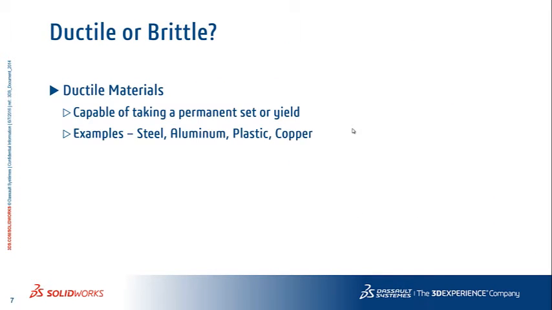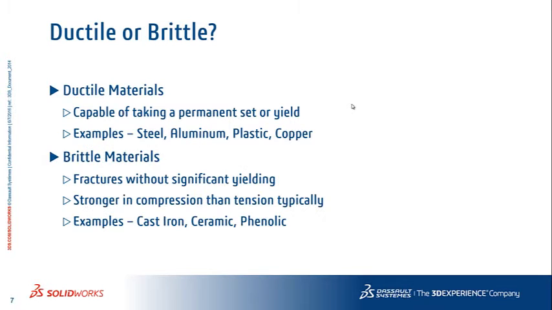So when we talk about ductile or brittle failure, it's important to understand exactly what we mean. Ductile materials are capable of taking a permanent set, so when they yield, they get some permanent deformation. Examples are things like steel, aluminum, some plastic, some copper. Although there are classes of each of those materials that behave brittly, and there are conditions where they'll behave brittly also. When we talk about brittle materials, generally what we mean is they're characterized by fractures taking place suddenly without any real significant yielding.